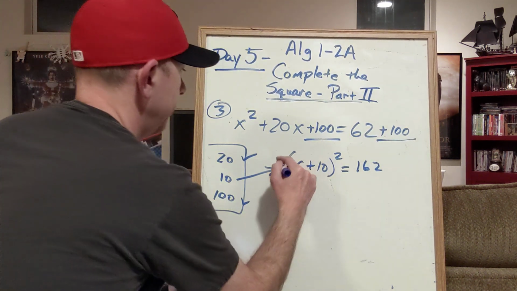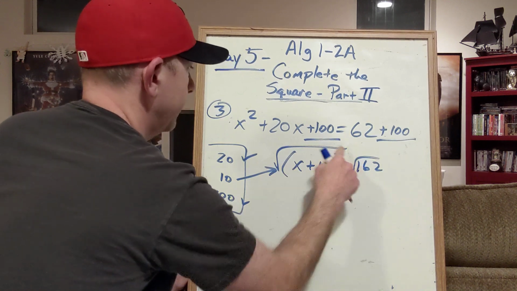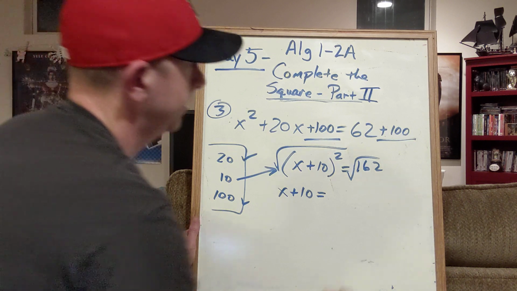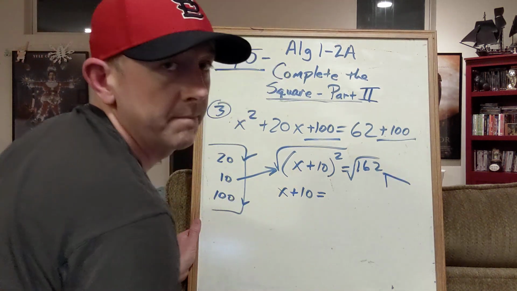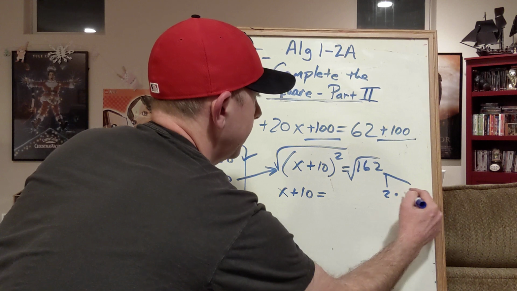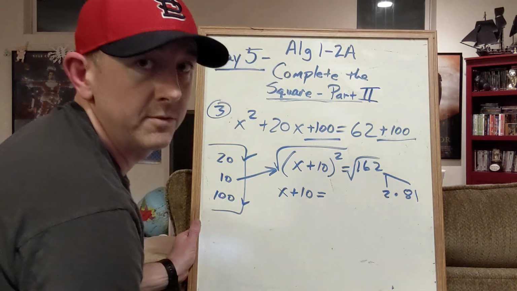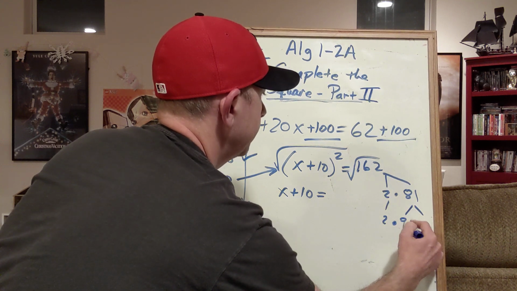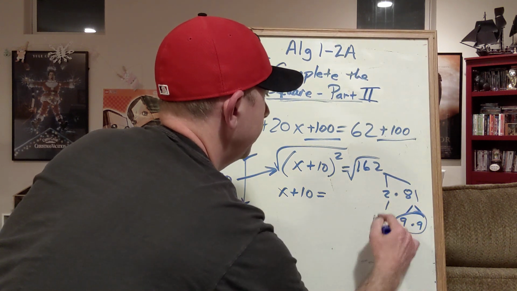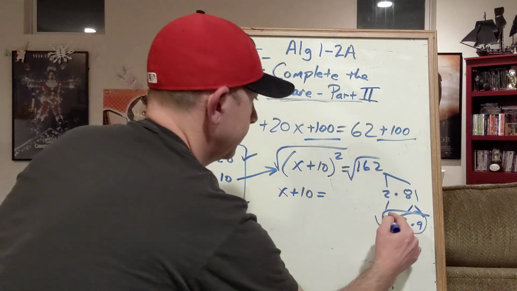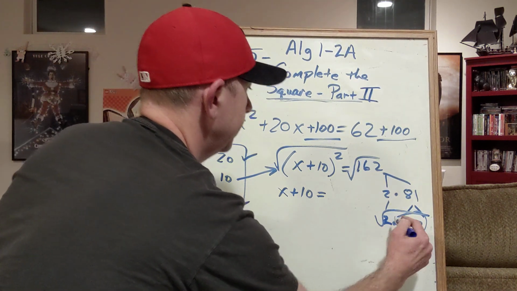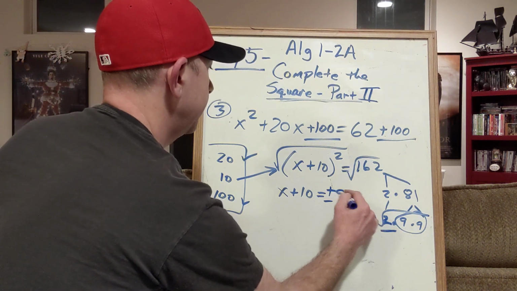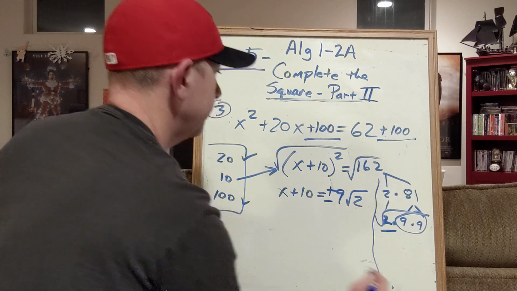So to undo something squared, we take the square root, the radical and the square cancel out, we get x plus 10 is equal to, now 162, we can try to break this up. We end up with 2 times 81. And 81 you might recognize, hopefully, that is a perfect square. So here we end up with 2 times 9 times 9. We have a match. As we did radicals last week, I know it's been a couple days, but hopefully that's a good review. We have a leftover radical 2, but this becomes plus and minus 9 radical 2.